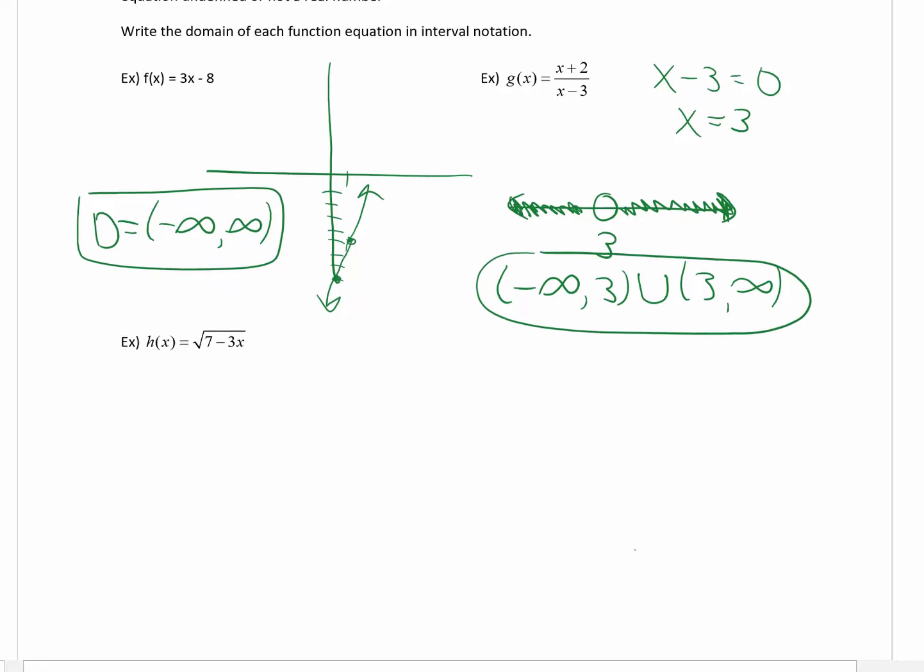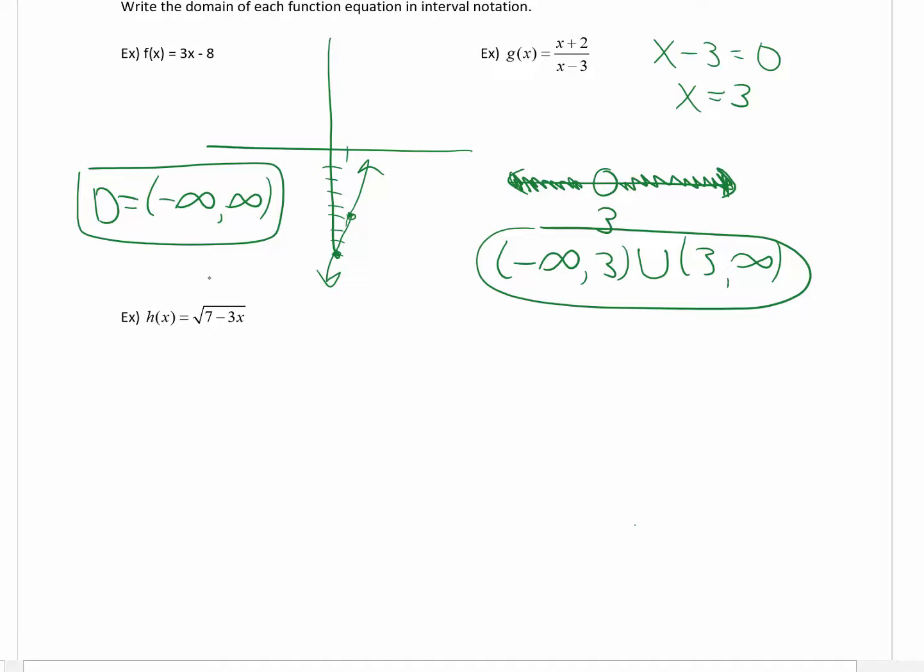Okay, let's take a look at the last example then. This is what is called a square root function because you have variables under the square root. Now, let's review this very quickly. What's the square root of 4? Well, that's 2. 2 times 2 is 4. How about the square root of 0? That's 0, because 0 times 0 is 0.